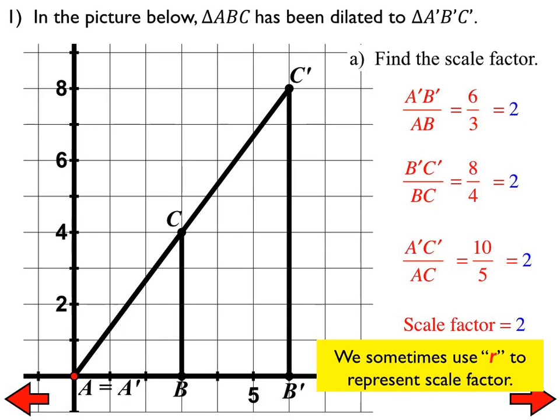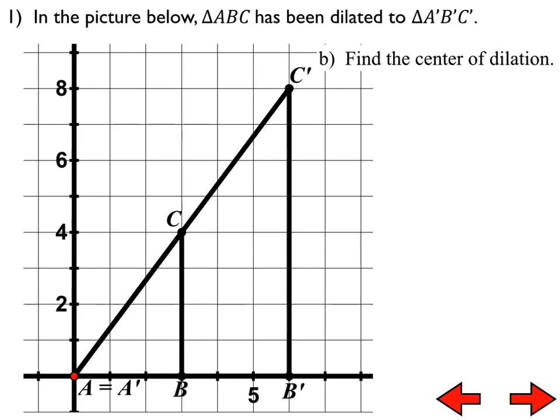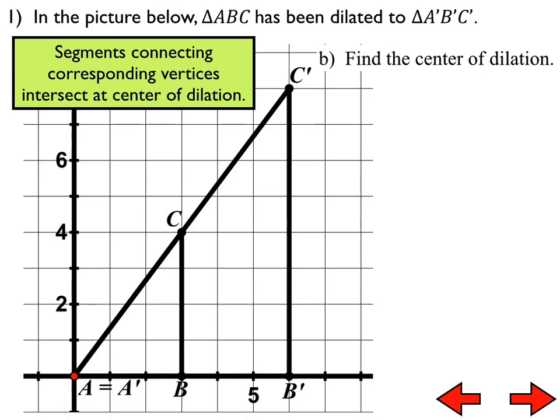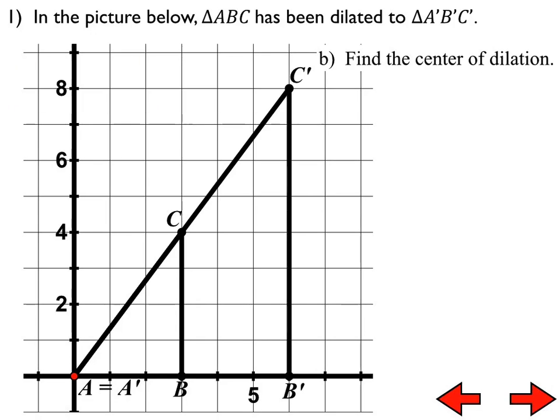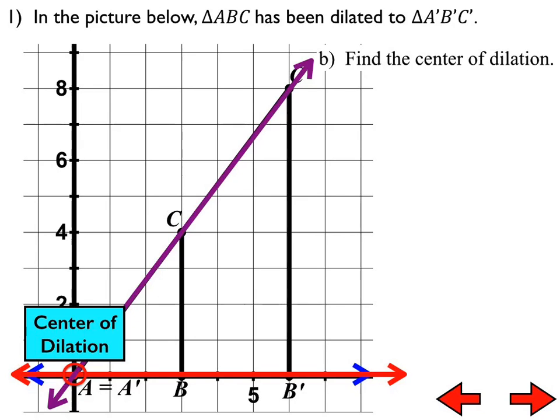All right, next thing we were supposed to do is to find the center of dilation. Well, connect the corresponding vertices all together and find out where they intersect. Well, there's A to A prime. There's B to B prime, which happens to be right on top of that one. And then here's C to C prime. They all intersect at the origin. Therefore, the center of dilation is at 0, 0.